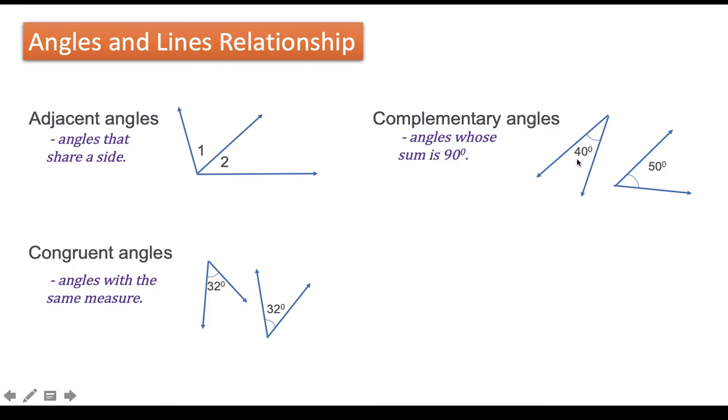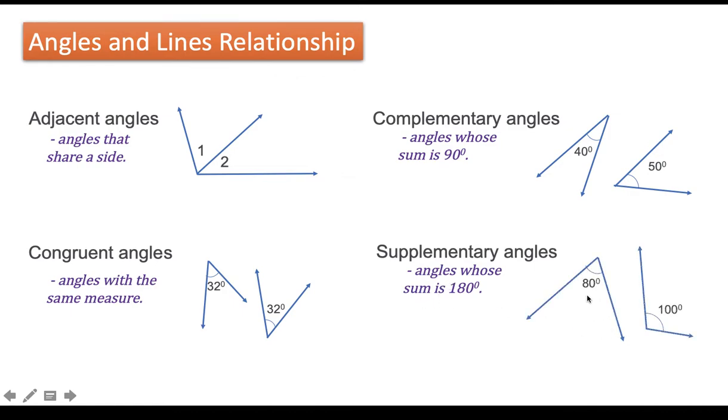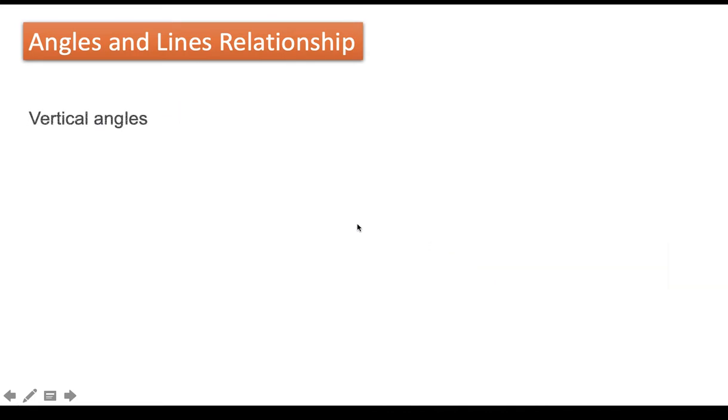When we say complementary angles, these are angles with a sum of 90 degrees. So notice that the first angle is 40, the second angle is 50. If we add the two angles, it makes exactly 90 degrees. So the two angles are called complementary angles. In the same manner, supplementary angles are two angles with a sum of 180 degrees. So if the first angle is 80 degrees, the second angle is 100 degrees. 80 plus 100 is 180. So these two angles are called supplementary angles.